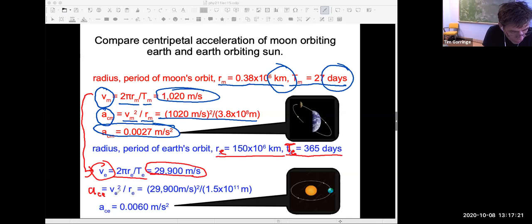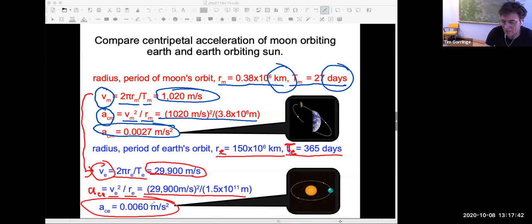Okay, now we know both the velocity of the Earth and the radius of the Earth's orbit, and I can feed them into our equation for the centripetal acceleration, and I come up with an answer. Here it is: 0.006 meters per second squared.